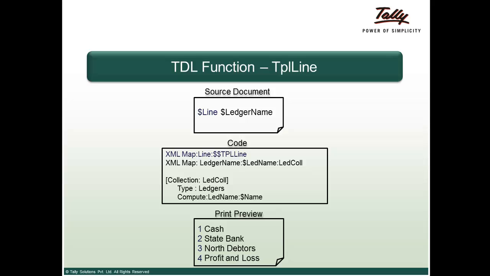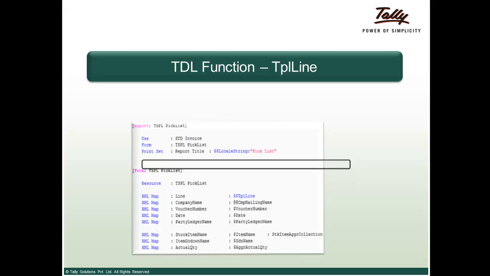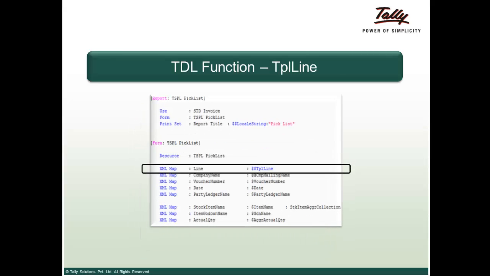So if you see, the serial numbers 1, 2, 3, 4 in the print preview are set in place of the token $line, which in turn gets its value from the function $$TPLLine, which is giving the object index number of the ledgers in the collection LedCol. And then we see the ledger names substituted for the token $ledgerName, which in turn gets its value from the method LedName from the collection LedCol.